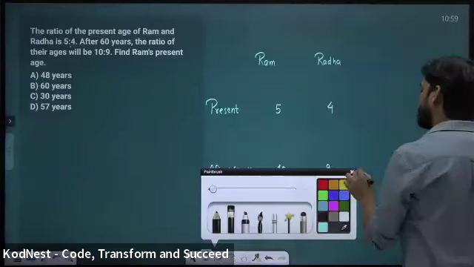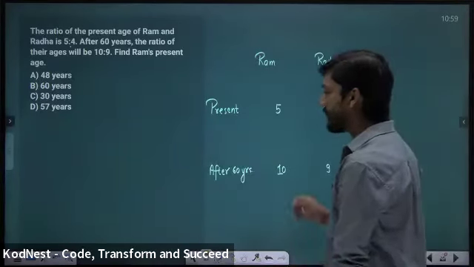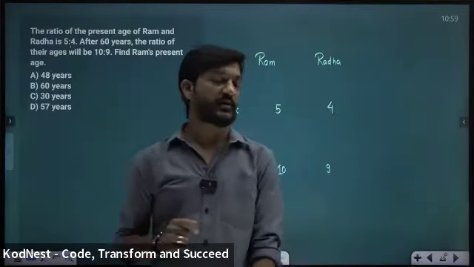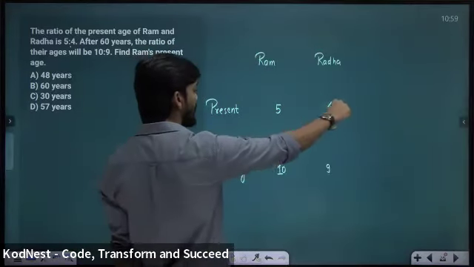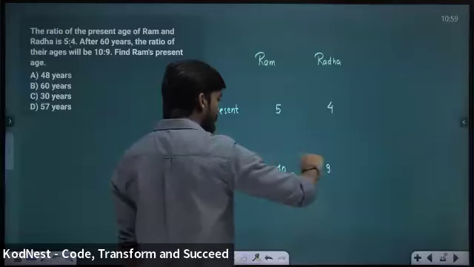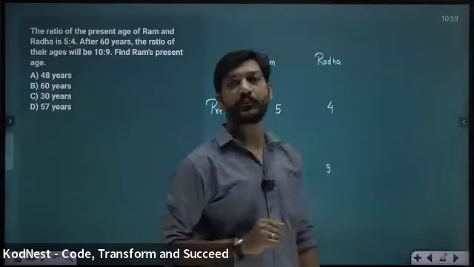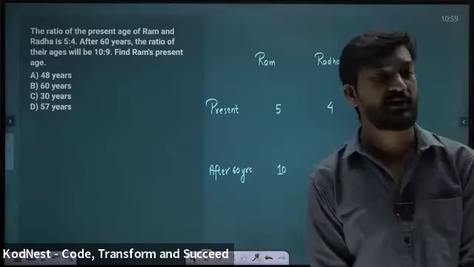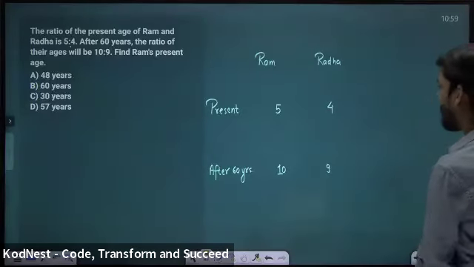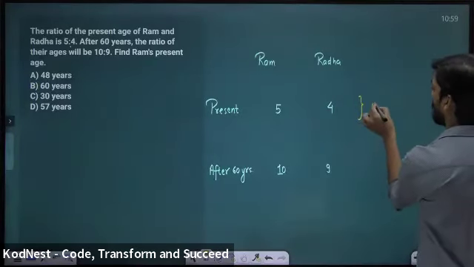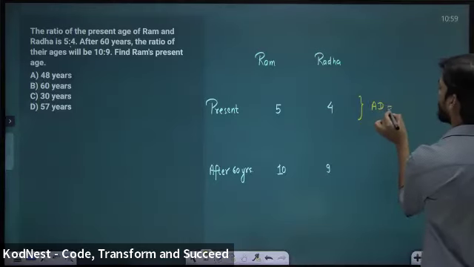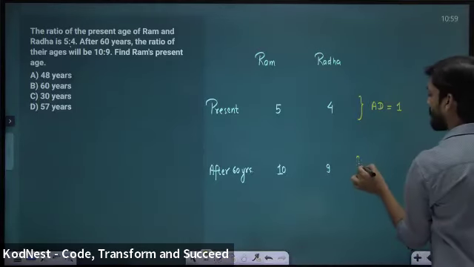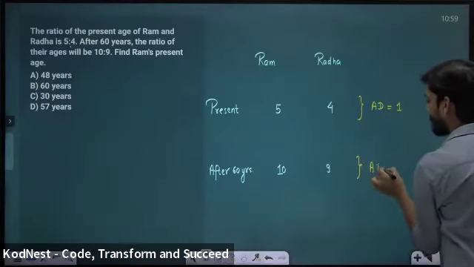Okay, carefully answer. Check the age difference first. The age difference in present. The age difference in the future. Is it same? Yes, okay. So the age difference is already same, so no need to modify. Age difference 1. Here also age difference 1.